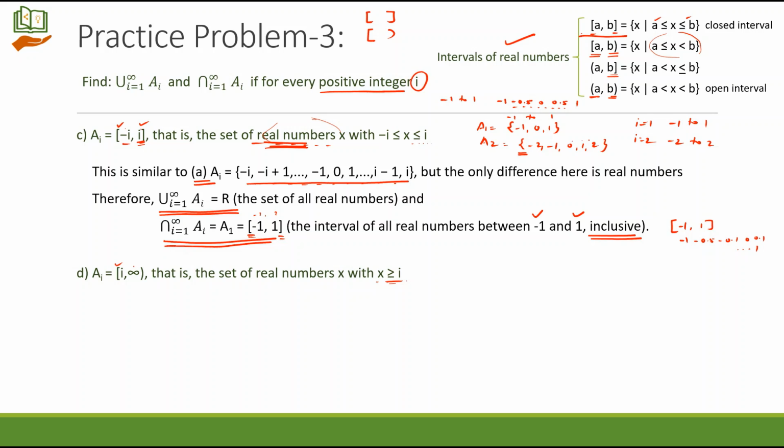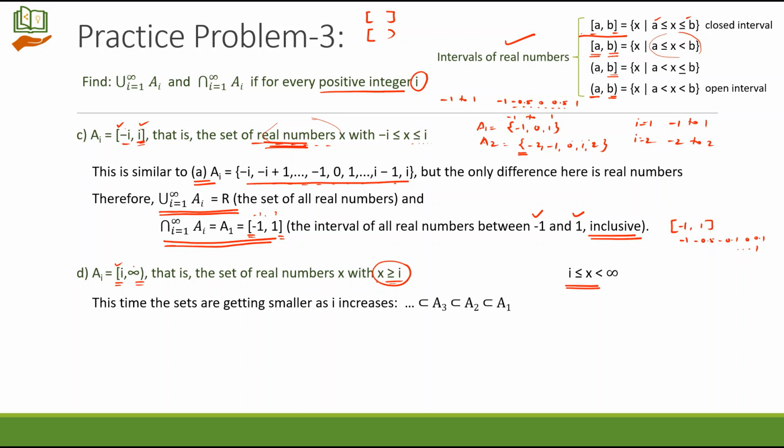Now the final problem. This is the closed interval symbol and this is the open interval symbol. Here we can take this as i is less than or equal to x, and x is less than infinity. So x is greater than or equal to i, so we have to start with i. It is equal to x. At the same time, that x value will be less than infinity, not equal to infinity. This time the sets are getting smaller as i increases. When you start with 1 to infinity, you will have a lot of numbers. When you start with 1000 to infinity, definitely you will have a smaller range compared to this range. This is i equal to 1 and this is i equal to 1000. A4 will be a subset of A3, A3 will be a subset of A2, A2 will be a subset of A1. This is what they mean by getting smaller.